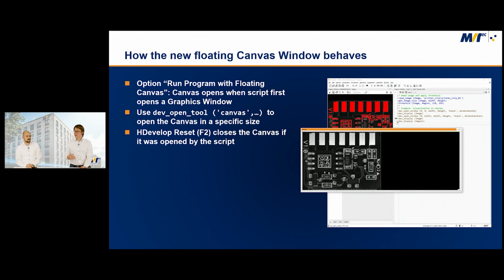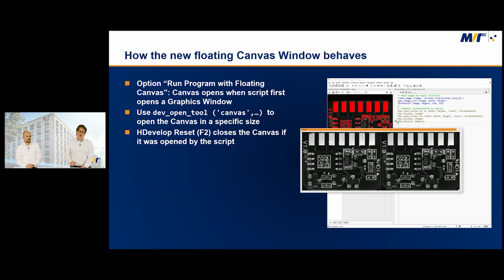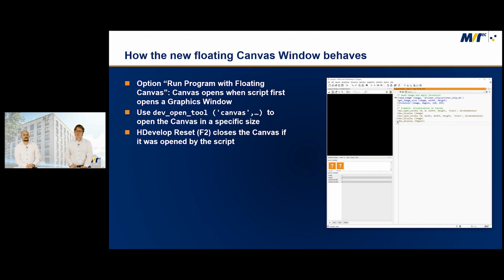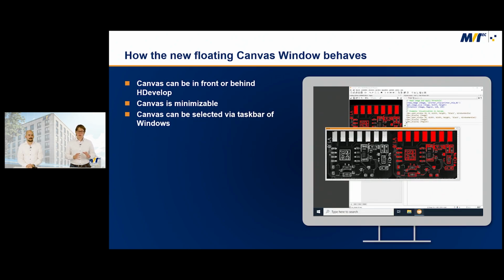Another window is opened, which is also automatically placed into the canvas, where we also visualize our image, but also the segmented regions. If you press F2 and reset the execution of your script, this will now also close the canvas. The canvas is now more accessible. It can be, as said, in front of or behind HDevelop. It is minimizable completely separately from HDevelop, and it can be selected via the taskbar of Windows.